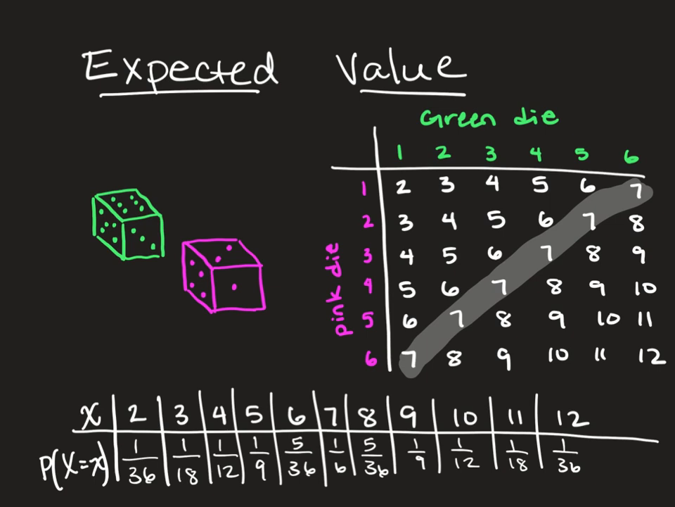And if you look at the probability chart, this is simply confirmed because the biggest value you're going to find on here is 1/6. Everything else is smaller than that, so that's the most likely outcome.